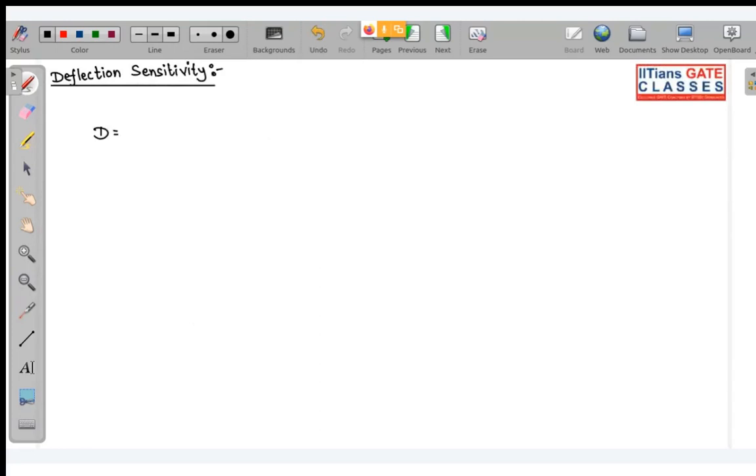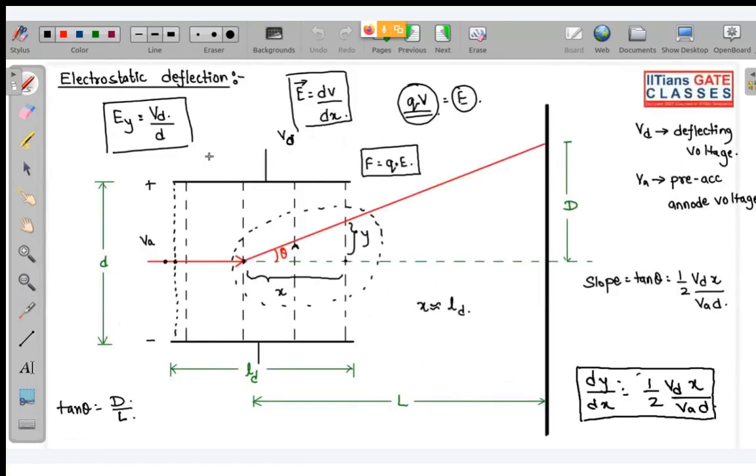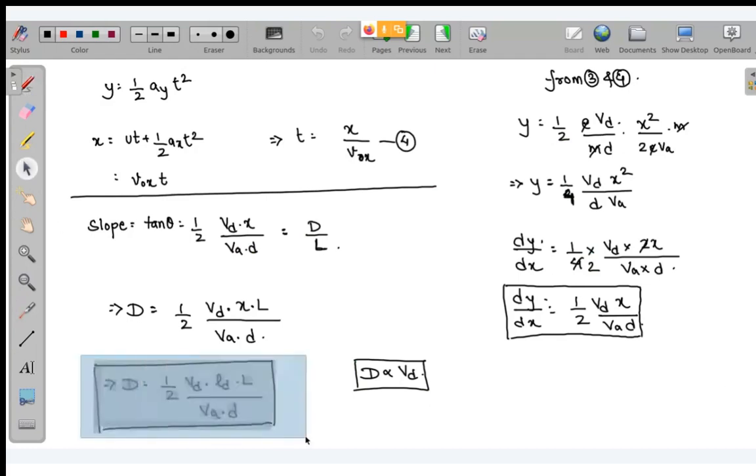You have to memorize the formula. There are two options: either you memorize this formula, or you should know the derivation also, because you don't know what they might ask. They might ask you what this gradient is. They will give VD, X, VA, all those values, and then they might ask what tan theta is. So you should remember the formula as well as the derivation that we did. Today I will send you the slides also, so that you can note everything down.